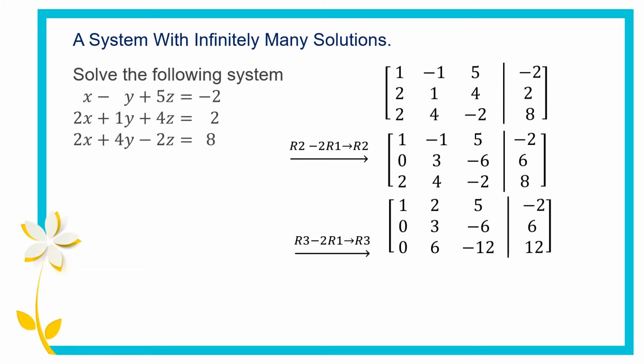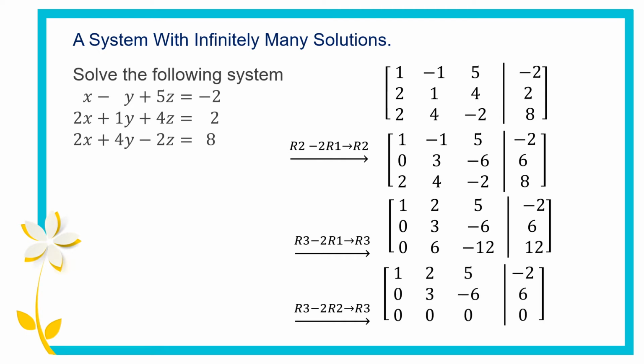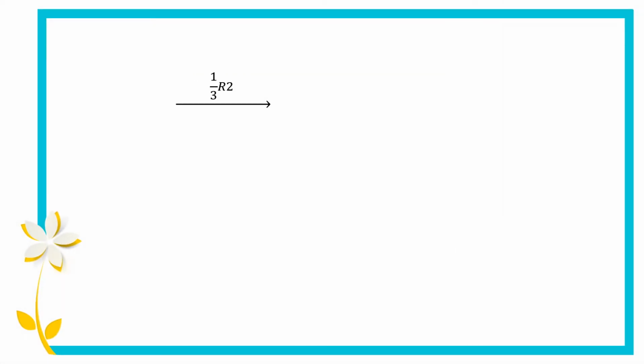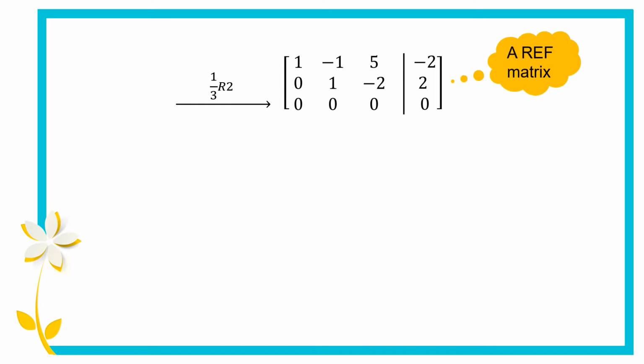Next, row 2 is subtracted from row 3 to produce a new row 3 to have a 0 below the leading entry 3. Then multiply row 2 by 1 over 3. We have an augmented matrix in row echelon form. But notice that the third row corresponds to the equation 0 equals 0. This equation is always true, no matter what values are used for x, y, and z. Since the equation adds no new information about the variables, then we can drop it from the system.